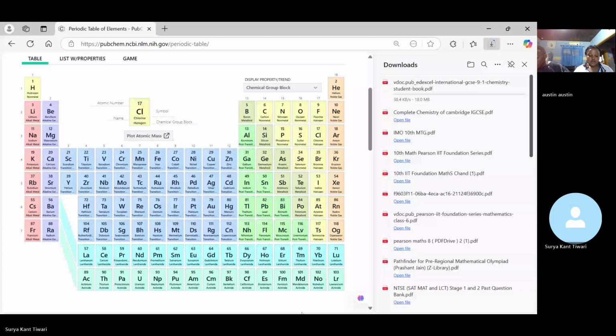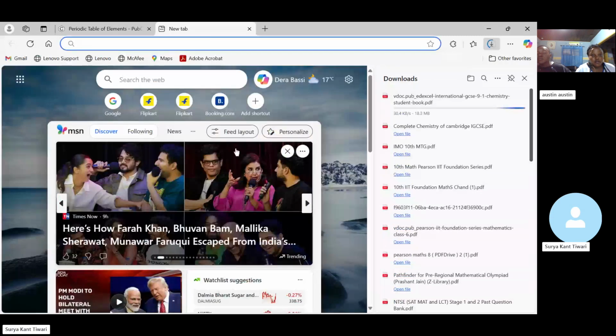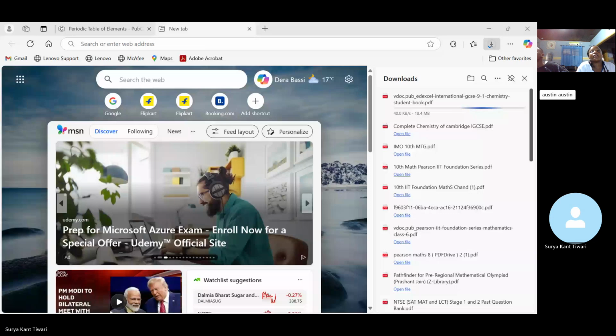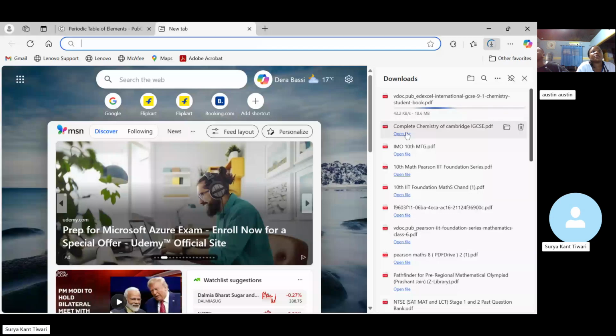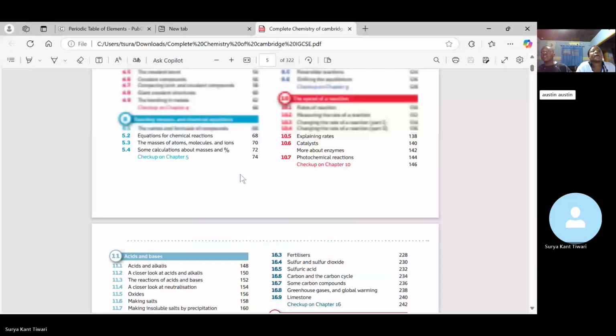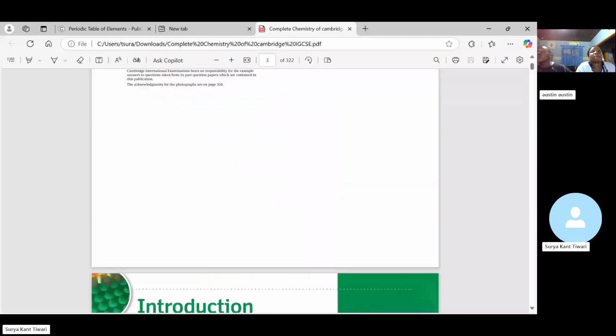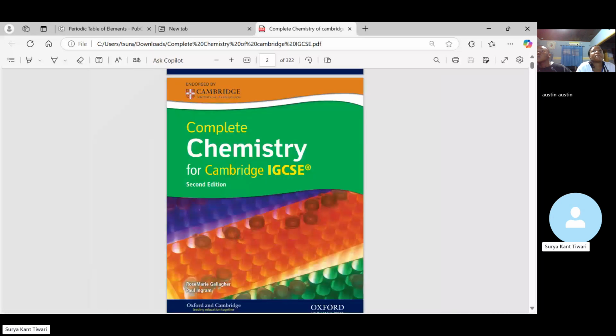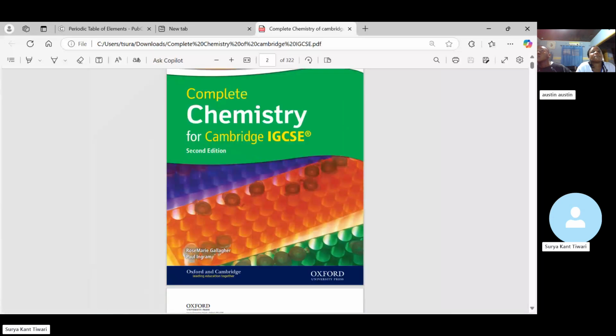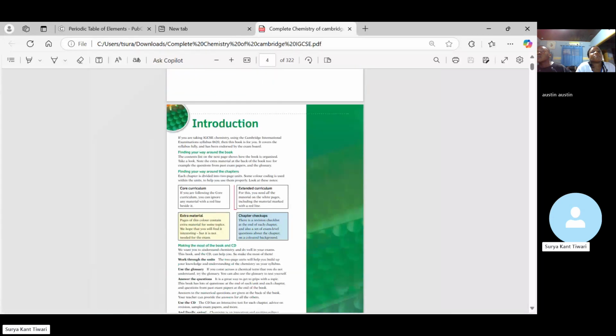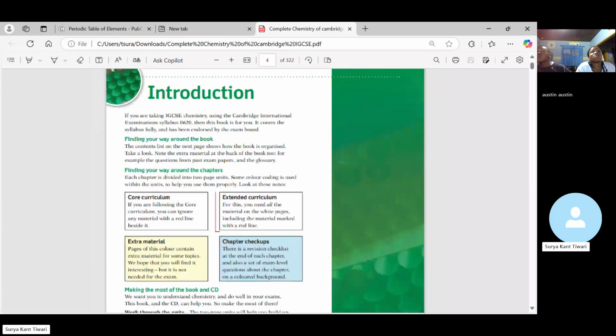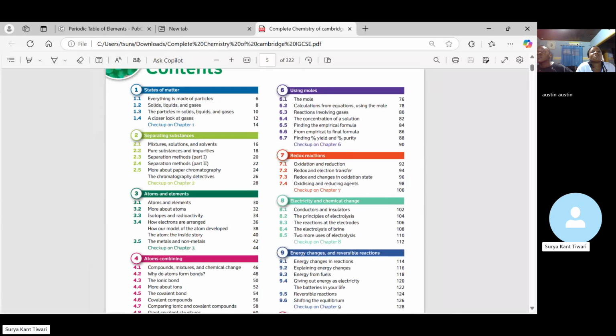Okay. Can you see the shared screen? Do you see a book? Great. So this is a complete chemistry book for Cambridge IGCSE, and it has all the topics that are there in your syllabus. Can you check the topics?